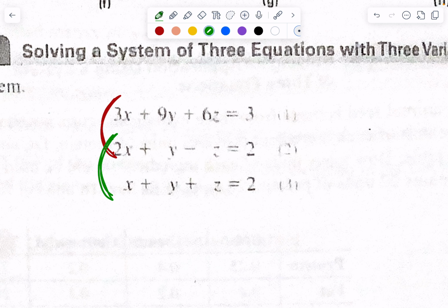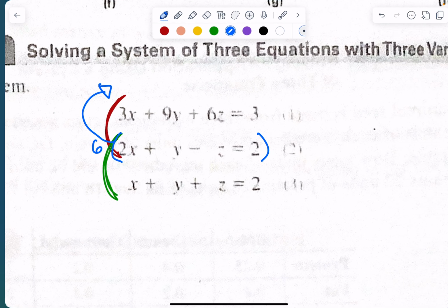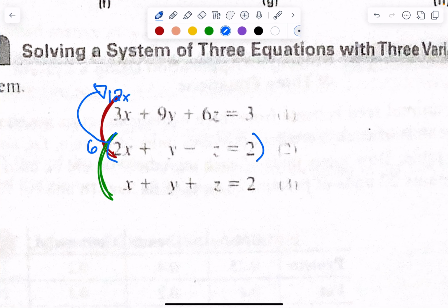Let's just do z. So let's do the first and second, and then the second and third. Okay, sure. So if I do z, let's do the first and second equation. I'm going to have to multiply the second equation by 6. I'm going to put it up above so that we can see it. So if I multiply the middle one by 6, that will be 12x plus 6y minus 6z equals 12. I'm going to add those 2 together.